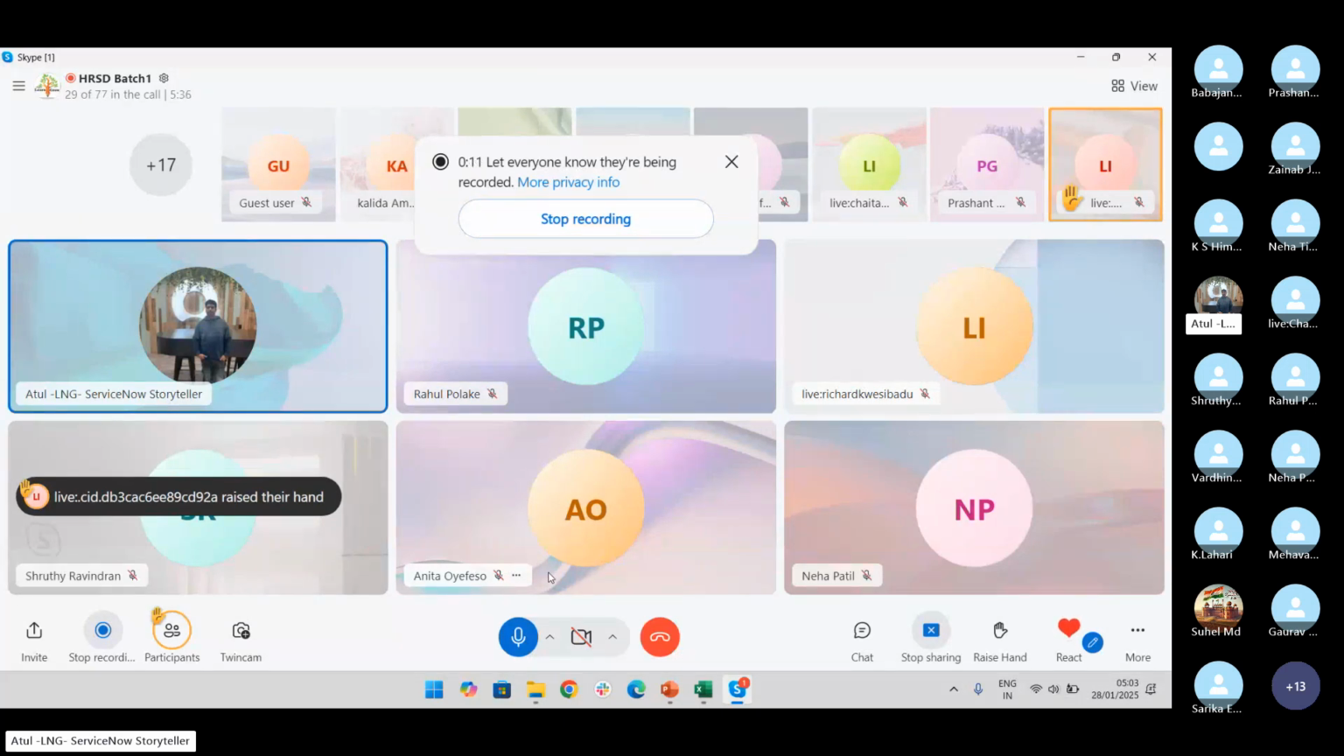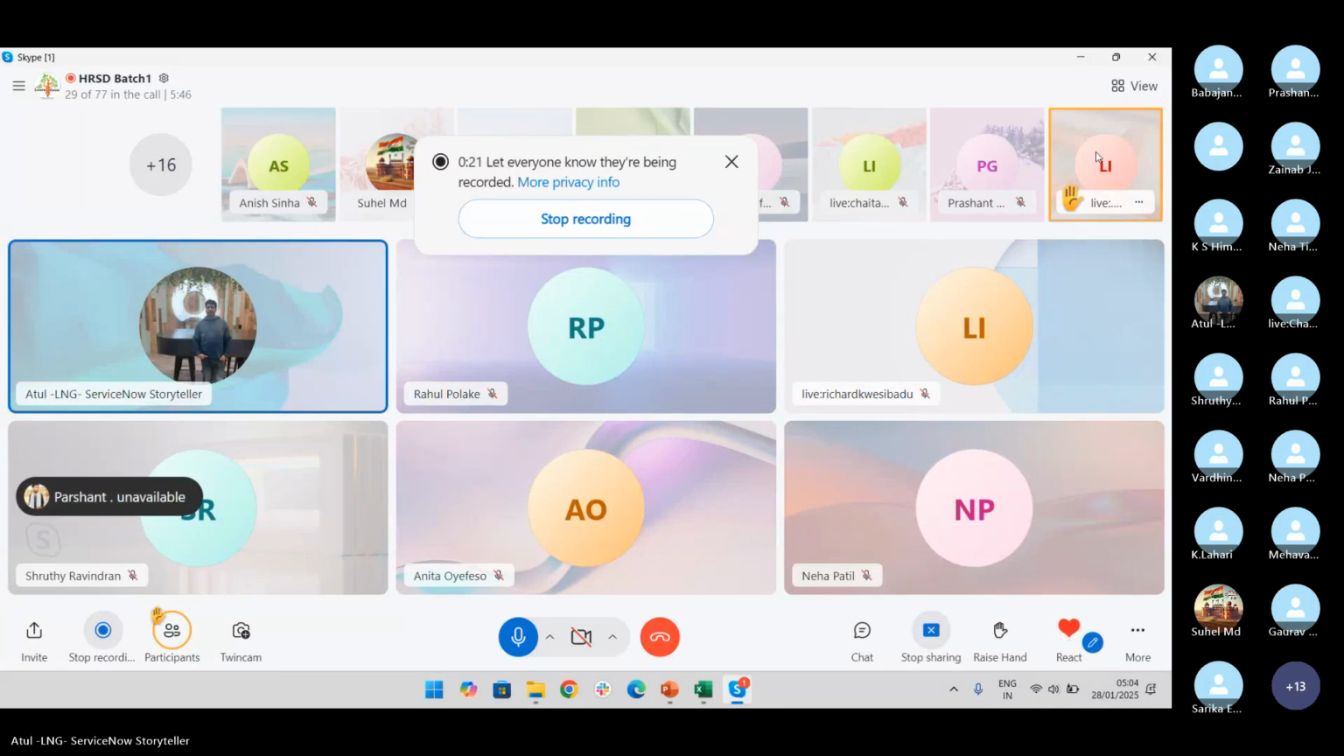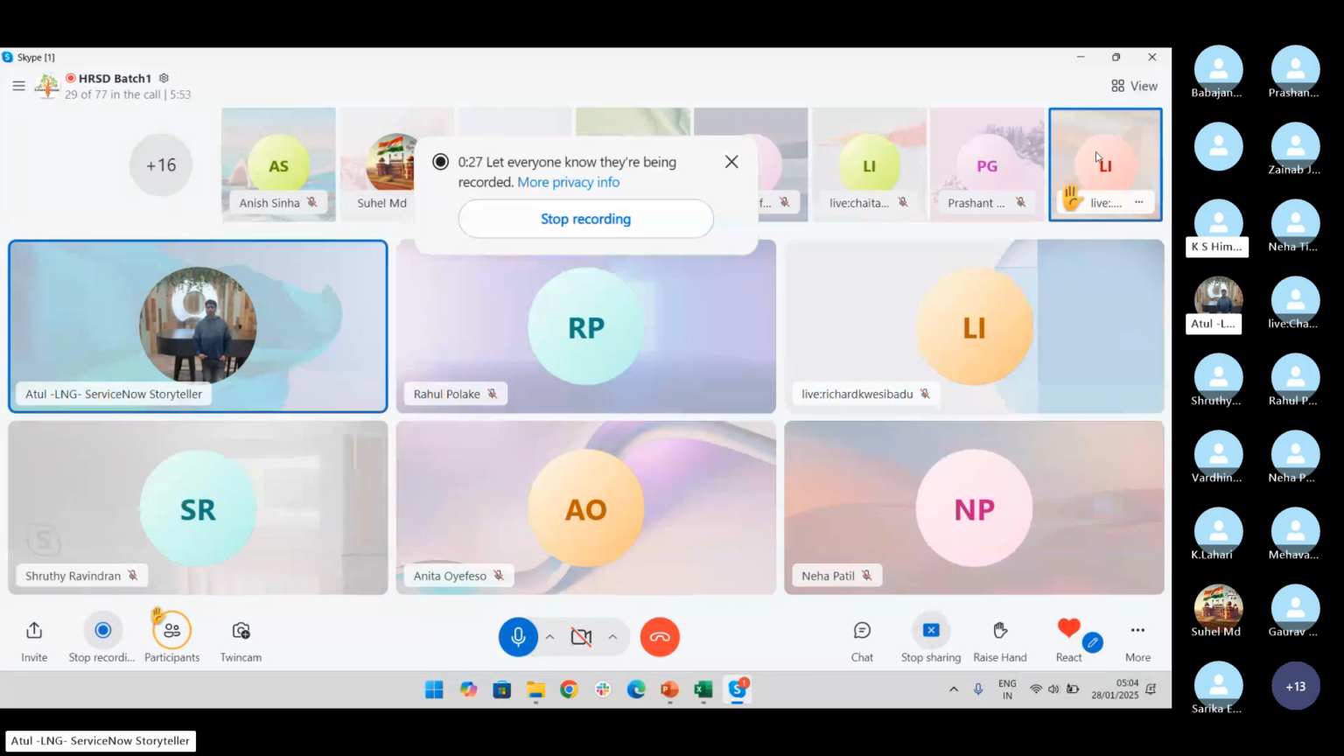Yes. Who raised his hand, and what's your good name? Because I can see only the ID, not the name. Please. What's the issue, or did you just raise it by mistake?